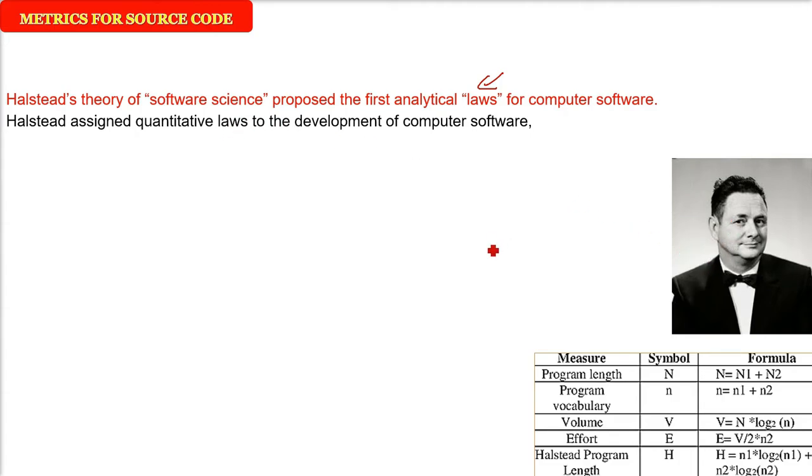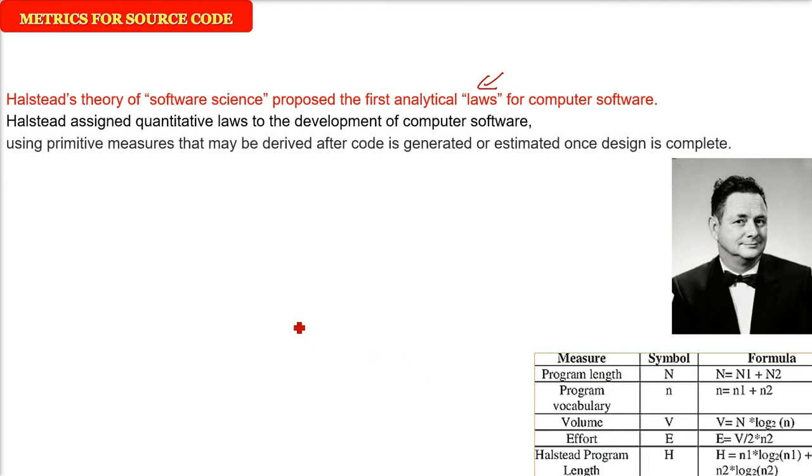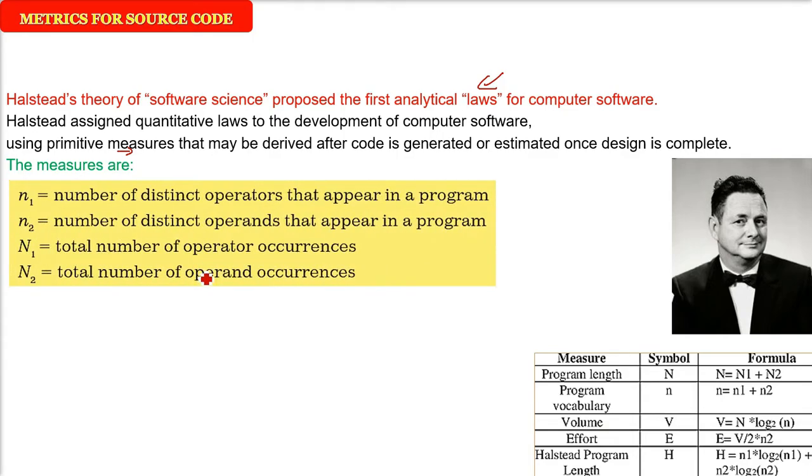From A to Z, he said we can compute it using just the primitive measures. Only the code: even if the code is generated, or even if the design has been completed, we can compute so many things, almost everything, using this Halstead theory. And the basic measure, the basis of Halstead theory or source code metrics, is how many operators and operands there are.